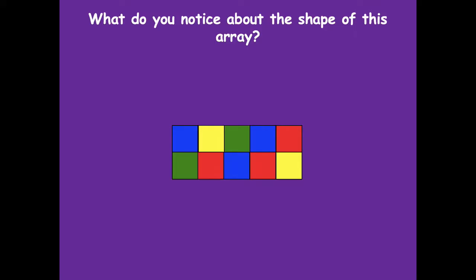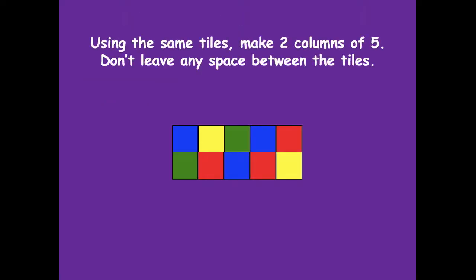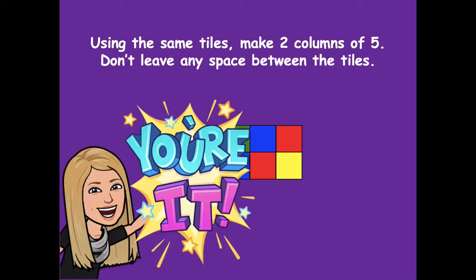All right, so what do you notice about the shape of this array? Well, it kind of has corners like an L, right? The top and the bottom sides are the same length. And it's a rectangle. Using the same tiles, make 2 columns of 5, but don't leave any spaces between the tiles. So pause the video. Use our same ones, 2 columns of 5, and then click play when you're ready for the next step.